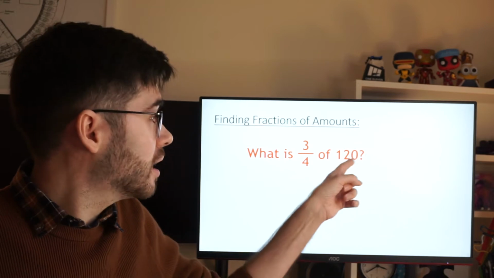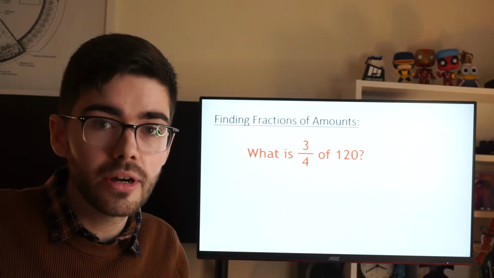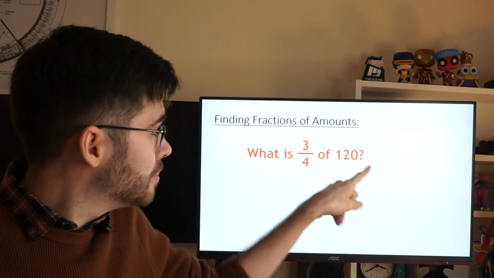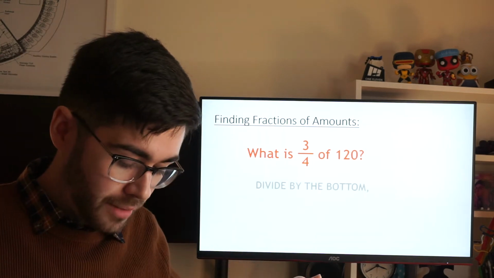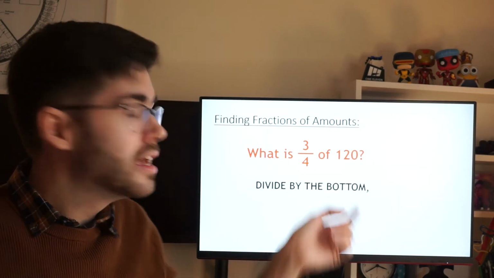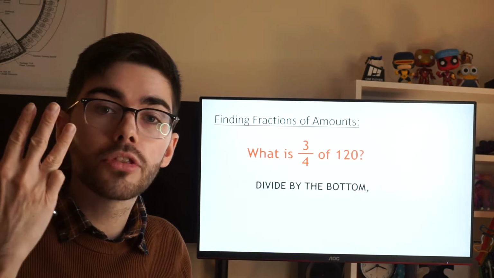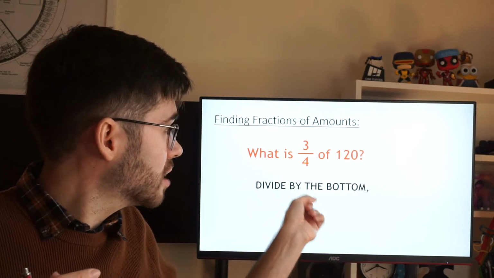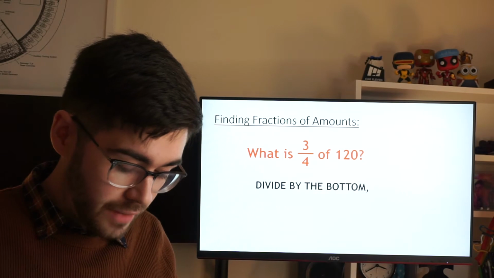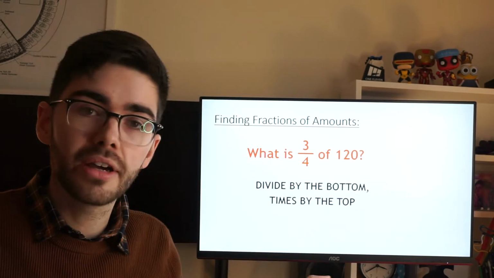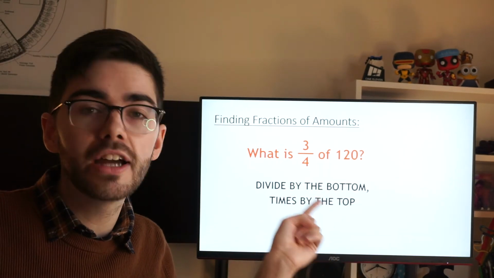First thing I'm going to do, I'm going to cut this into 4 slices. In other words, divide by 4. I'm dividing by the bottom number. We divide by the bottom. Then that gives me 1 slice. I want 3 of those slices, so I'm going to times whatever I get by 3, times by the top. This is our fraction method for finding a fraction of an amount.